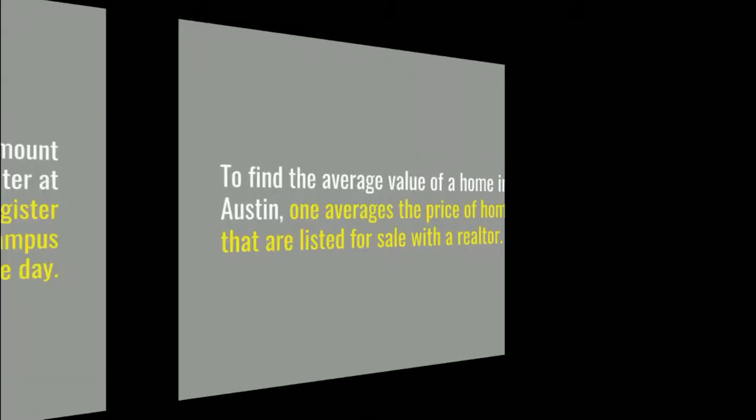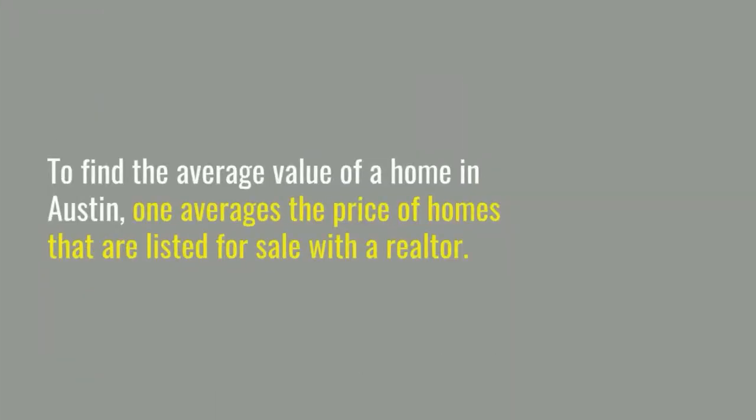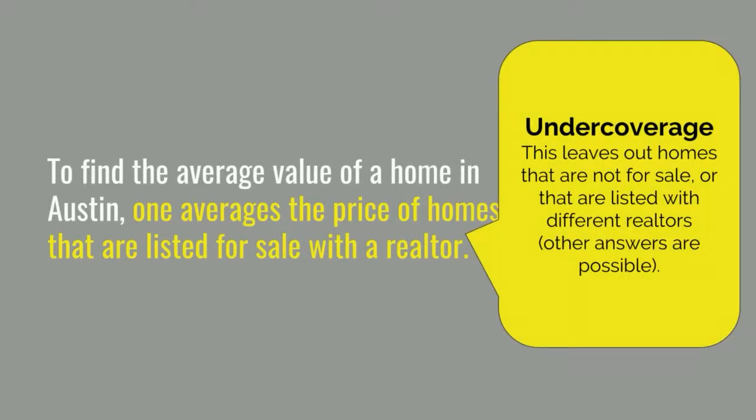So our next example, to find the average value of a home in Austin, someone averages the price of homes that are listed for sale with a realtor. So go ahead and pause, think about it. 5, 4, 3, 2, 1. Here's what I think. Again, undercoverage.